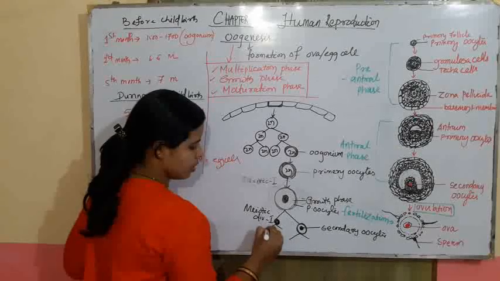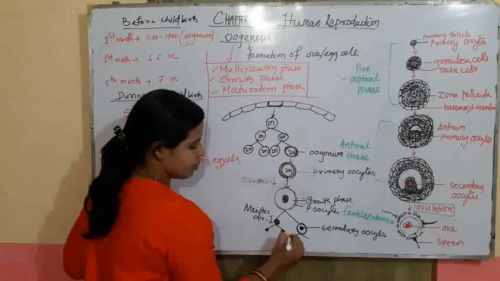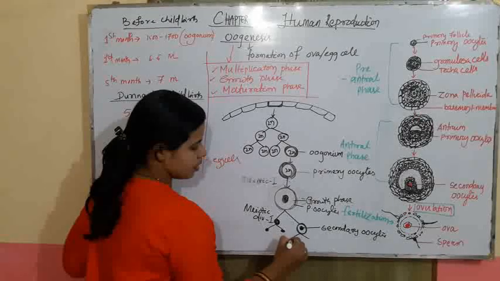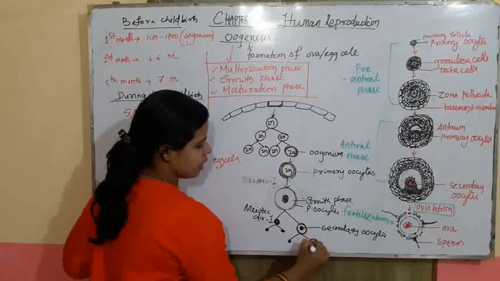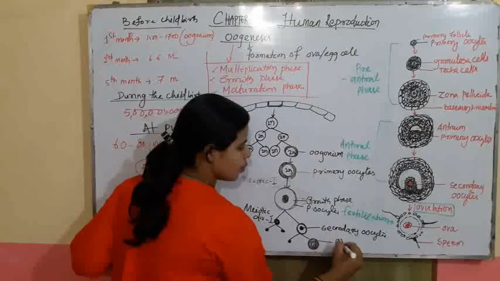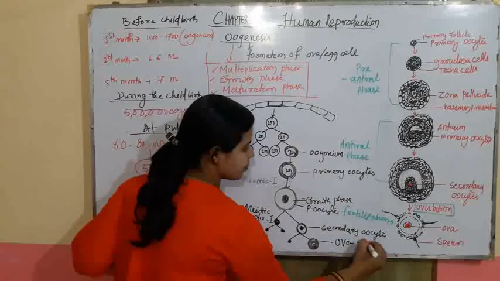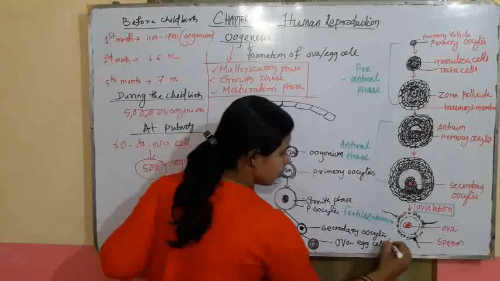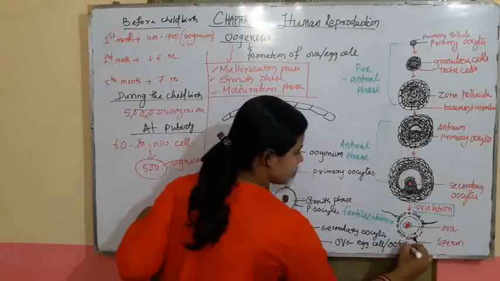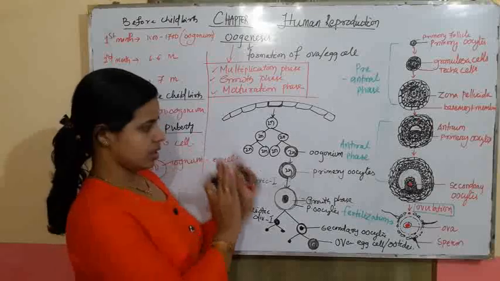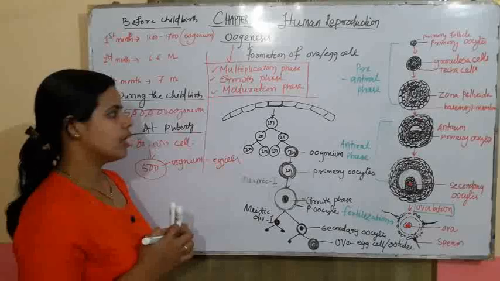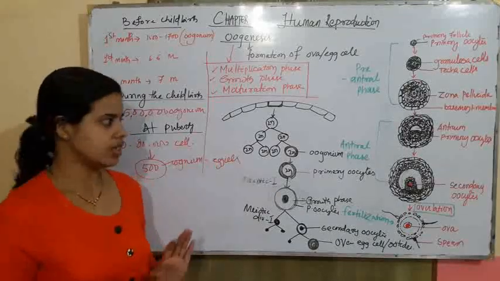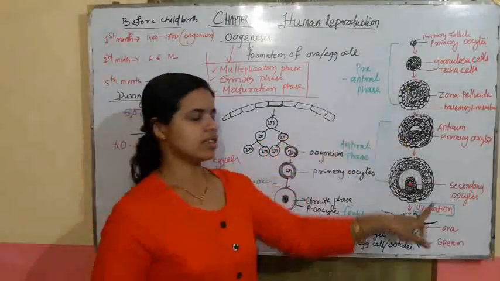Here also this body undergoes the division process. And this secondary oocyte undergoes formation of ova or egg cell, or you can say ootids. So this is the entire process which happens in the oogonium cells, or the oogenesis process. Let us discuss it in detail by comparing this diagram.